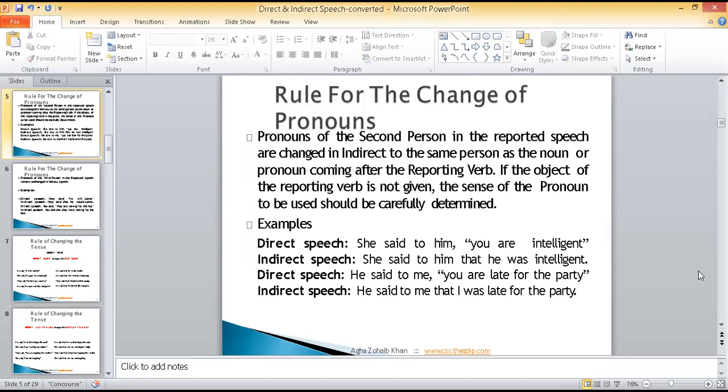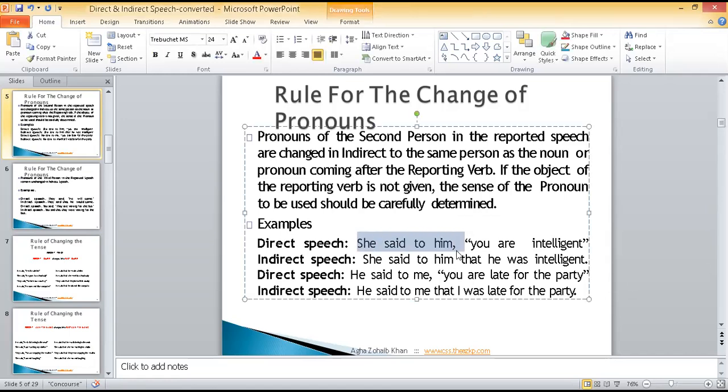Okay, now pronouns of the second person in the reported speech are changed in indirect to the same person as in the nouns or pronouns coming after the reporting speech. That is something I would not go into in detail. Whenever there are two people who are busy in a conversation, you would understand that she said to him, "You are intelligent." So obviously the girl is saying to the boy that you're intelligent. So obviously she would say that she said to him that, or she told him that he was intelligent.